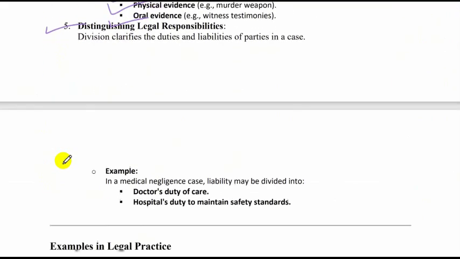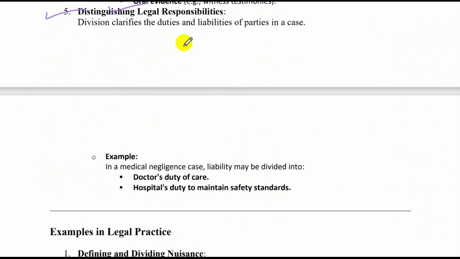Distinguishing legal responsibilities. Division clarifies the duties and liabilities of parties in a case. For example, in a medical negligence case, liability may be divided into the doctor's duty of care and the hospital's duty to maintain safety standards. So this is very useful for the lawyers as well as for the students in exams to understand this concept of division.